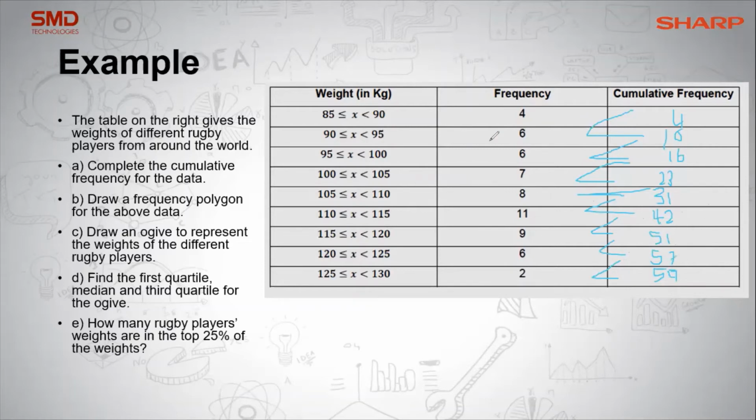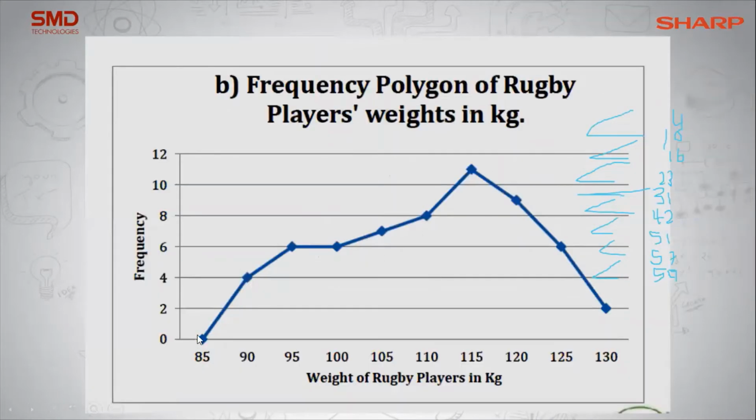Okay, so once we have our data, the next thing we need to do is to draw a frequency polygon from the above. So when we are drawing a frequency polygon, we are using the frequency column and the weight. So exactly like how we did with the histogram, we're going to look here. So it starts at 85 and 0. Then between 85 and 90, there were 4. Between 90 and 95, there were 6. Between 95 and 100, there were also 6. So it just gives you a general look at what the histogram would have looked like.